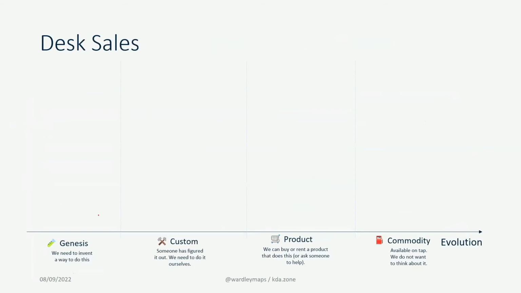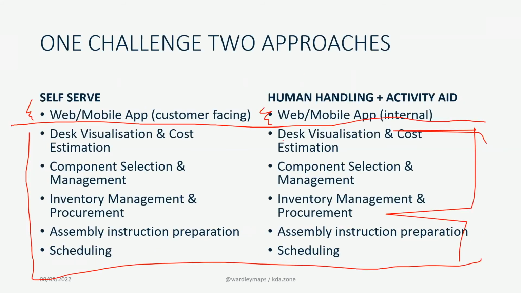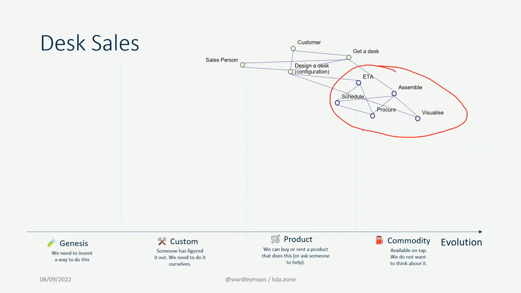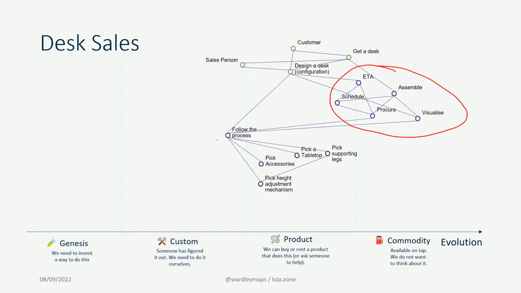So what I typically suggest doing next is we try to put that analysis in a form of a map. We are expanding customer who wants to get a desk. There is a salesperson. There is a configuration. This one is optional, but we don't have a standard for marking optional lines. There is a whole set of functionalities which you need to implement here. Estimated time of arrival, scheduling, procurement, assembling, visualizing. There is this process of assembling a desk and configuring it. So you need to pick a number of things.